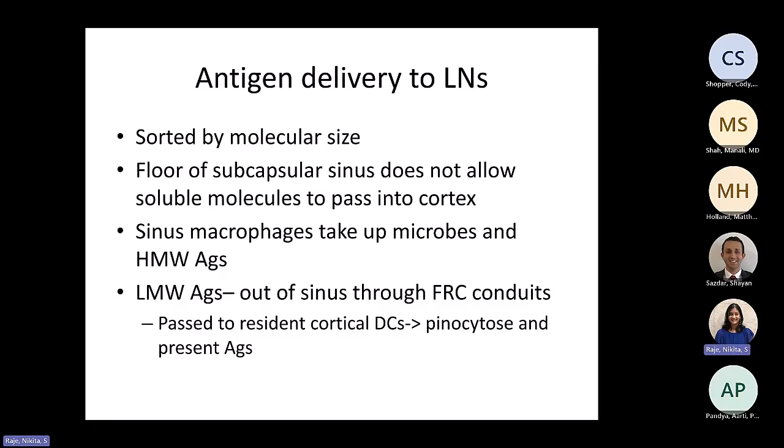All right, what happens to the antigens when they come to the lymph nodes? The antigens are sorted by their molecular size. The floor of the subcapsular sinus, just under the capsule, will only allow specific molecules to pass through. So these sinuses have macrophages which will take up the big, high molecular weight antigens, and the low molecular weight antigens move out of the sinus and then go through the FRC conduits. So basically, the macrophages take care of the bigger antigens that cannot go to the specific regions.